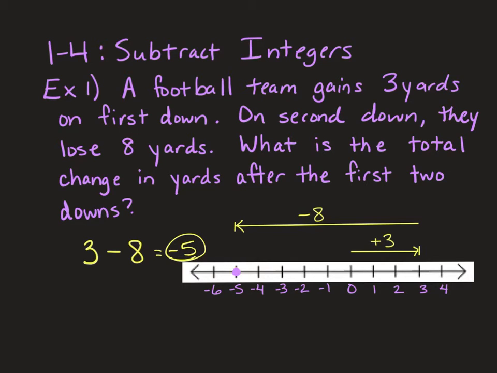Notice that this problem, written as a number line, looks a lot like an adding integers problem. We could have used the same number line and said 3 plus -8, and of course the same result, -5, would occur.